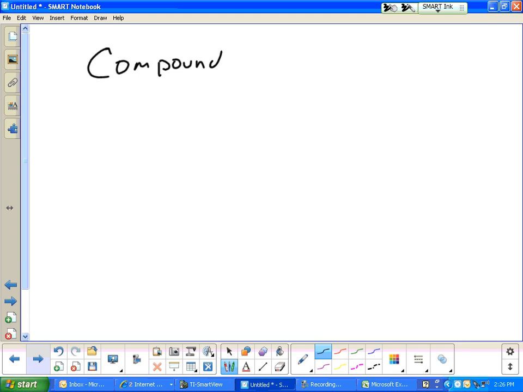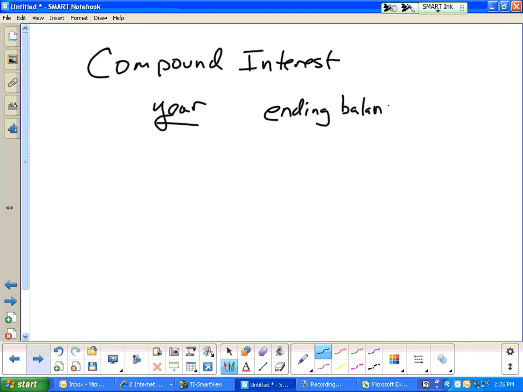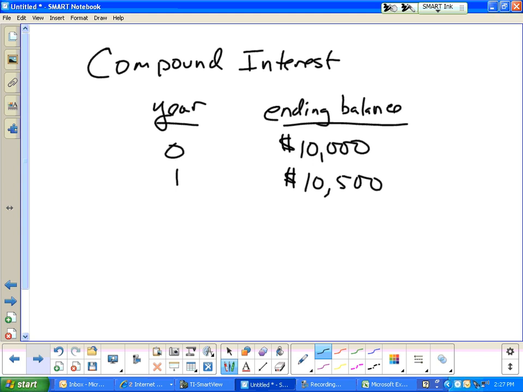Same example, except I'm going to say compound interest, and I almost have to build up a chart to show you what happens. So I'll put the year here, and I'll put the ending balance, if you will, how much money you've got. In year 0, you have $10,000, because that's what you start with. At the end of year 1, you earn 5% interest, so you have $10,500. This is the same as you have with simple interest.